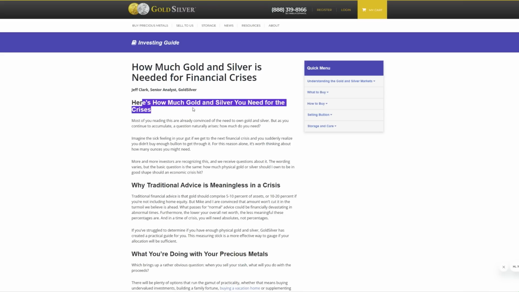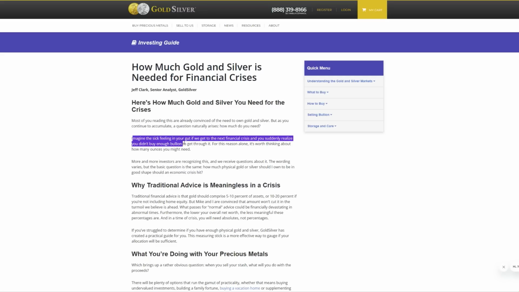So here's how much gold and silver you need for a crisis. Imagine the sick feeling in your gut if we get to the next financial crisis and you suddenly realize you didn't buy enough bullion to get through it. For this reason alone, it's worth thinking about how many ounces you might need. And that is so important. Think about that. That's why I always talk about being prepared.